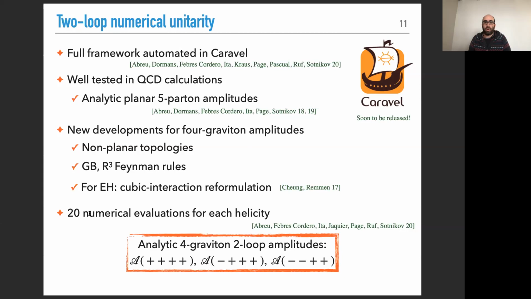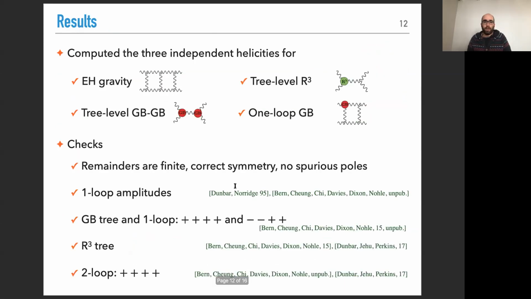Once we have done all of this, through only 20 numerical evaluations, by which I mean evaluations at 20 different phase-space points, we can reconstruct the full set of two-loop graviton amplitudes. By this, I mean these three independent helicity configurations. So again, we computed the three independent helicities for all these types of contributions to the effective field theory. That's the square of the two-loop Einstein-Hilbert gravity, a tree-level amplitude with a single R-cubed insertion, a tree-level amplitude with a double Gauss-Bonnet insertion, and a one-loop amplitude with a single Gauss-Bonnet insertion.